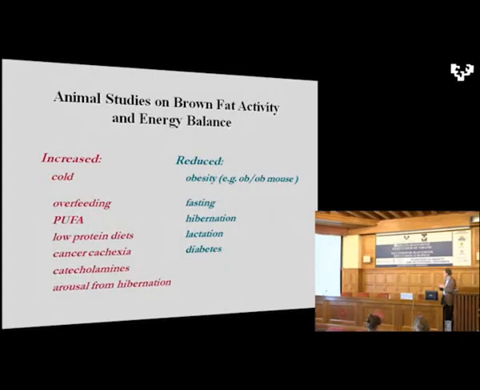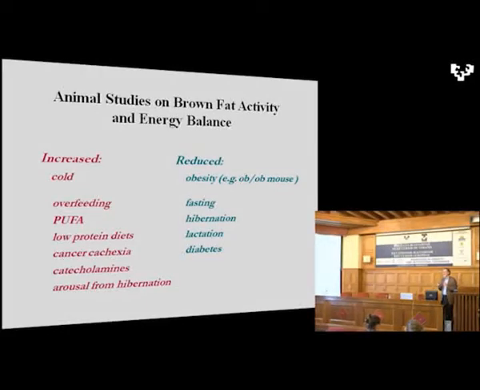On the other hand, in obesity, and a number of different animal models of obesity were examined, such as the genetically obese ob/ob mouse, the genetically obese Zucker fat mice, mice made obese through feeding high-fat diets, and so on and so forth. Fasting, hibernation itself, lactation, diabetes were all associated with reductions in the activity of brown fat, consistent with the concept that brown fat was playing a role in whole body energetics, and not just simply its regulation, that is, not simply as a function of the response to cold.